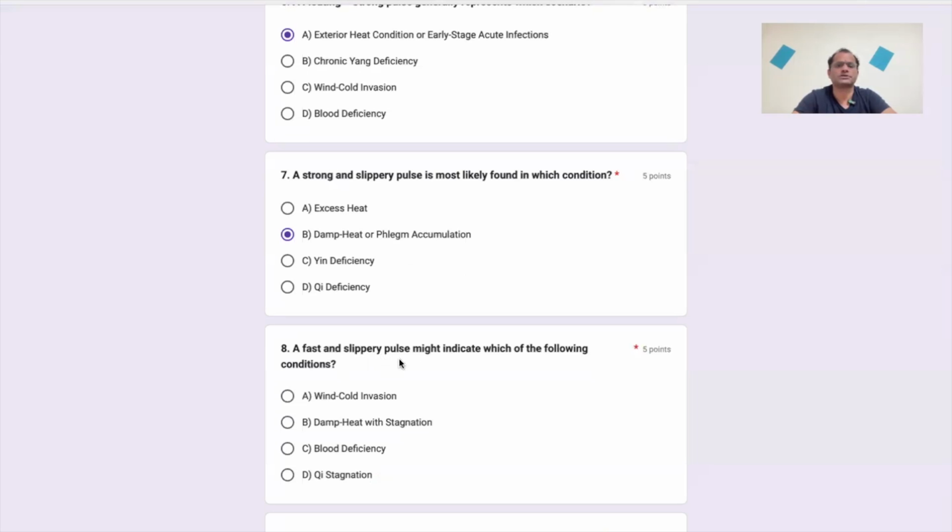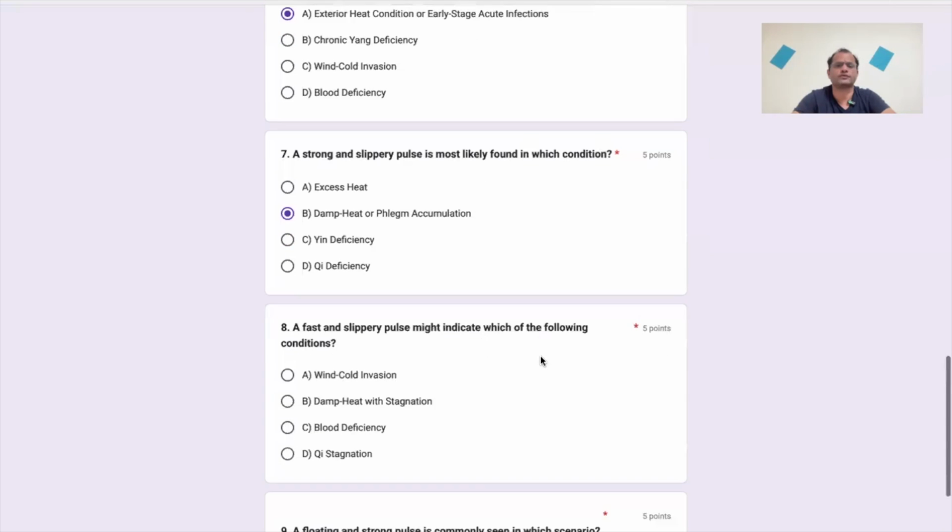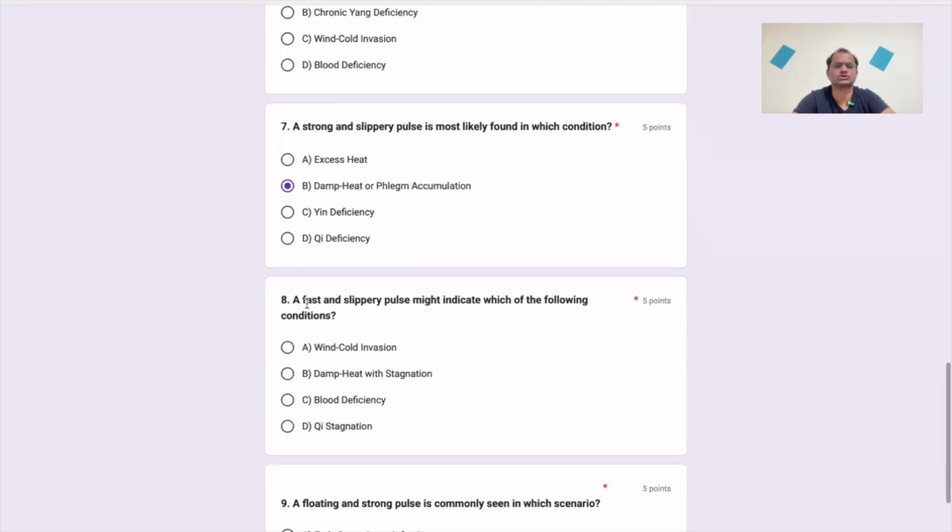Question number 8. A fast and slippery pulse might indicate which of the following conditions? Damp heat with stagnation. What is the meaning of fast? Heat. What is the meaning of slippery? Damp. So slippery means dampness, and it is damp heat with stagnation. Damp heat is causing some problem inside.